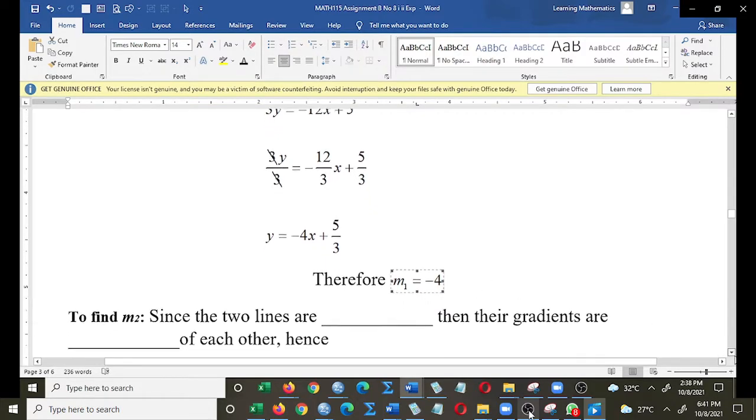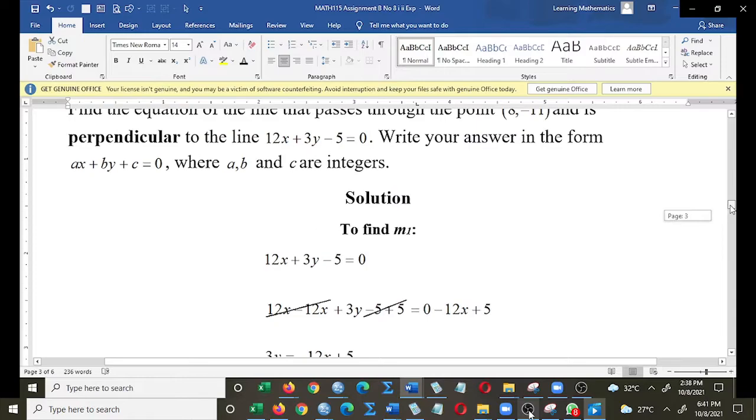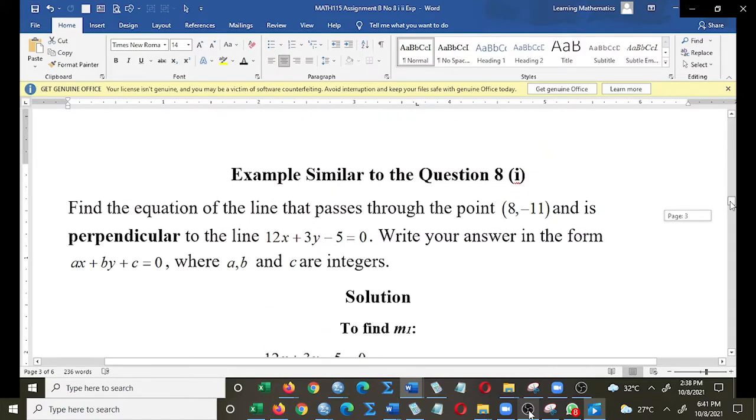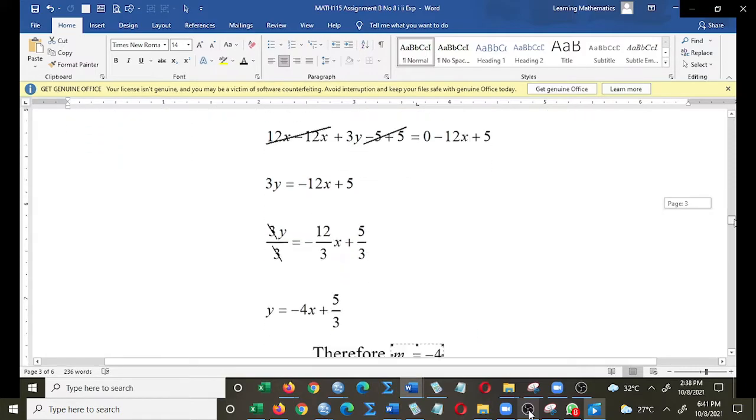Now, let's continue. I put some blank spaces there. Let me help fill in the blanks. To find M2 now, because it's another line we're trying to find, since the two lines are what? Parallel. Someone said parallel. Does anybody want to agree? Perpendicular. Or different? Perpendicular. Okay. So we're on perpendicular now.